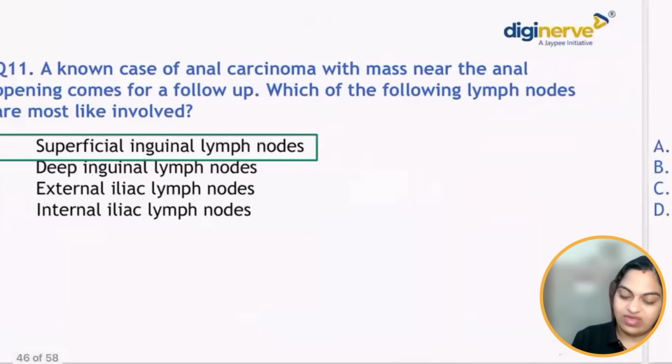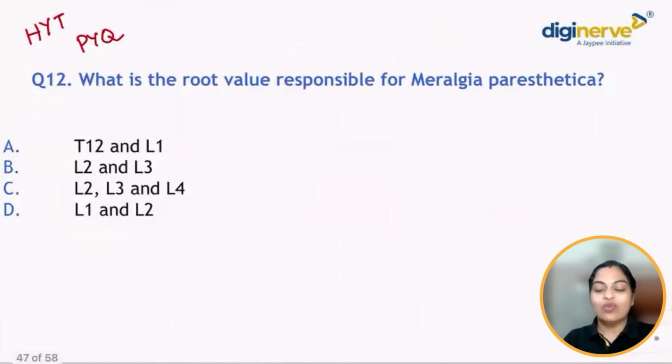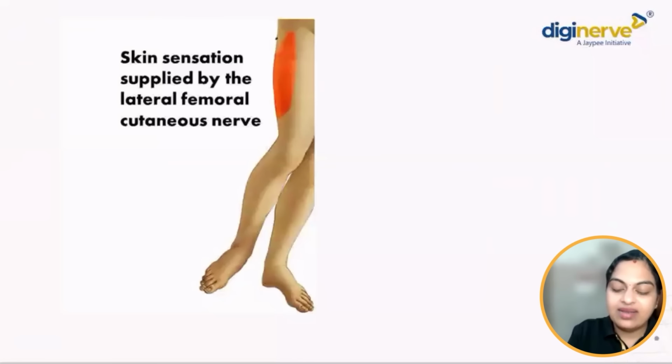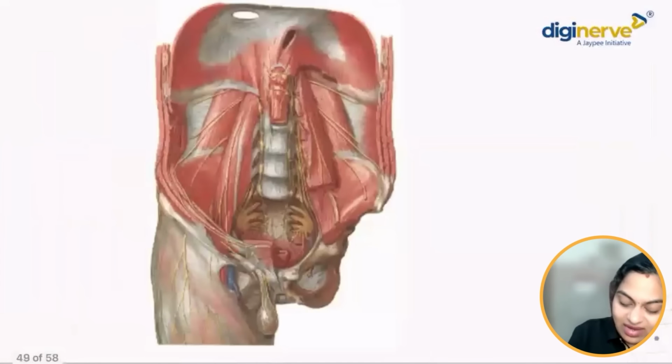Superficial inguinal lymph nodes. What is the root value responsible for Meralgia paresthetica? I am sure if you've gone through the previous year questions, seeing this very question, you must have felt very happy, right? It would have consumed less time to answer it because every year they keep asking it. It's a very high-yield topic. So what is Meralgia paresthetica? Pain along the lateral aspect of the thigh. And this area is innervated by which nerve? The lateral cutaneous nerve of thigh.